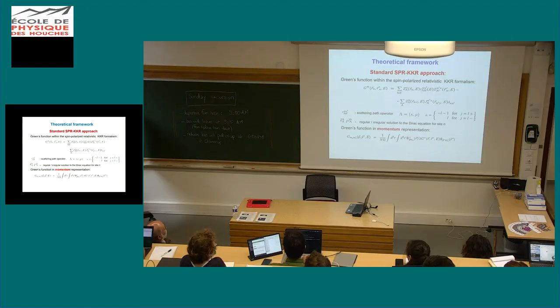By using the standard SPR-KKR Green's function approach, by solving the Dirac equation, this Green function in real space is available for the spin polarized relativistic case, where we have here the regular and irregular solutions to the Dirac equation. This is the scattering path operator, and here are the relativistic quantum numbers. But the quantity we are looking for, the density of momentum, is of course in momentum space, so one should bring the Green function into the momentum representation. And this is done through this transformation using the eigenfunctions of the momentum through this equation.